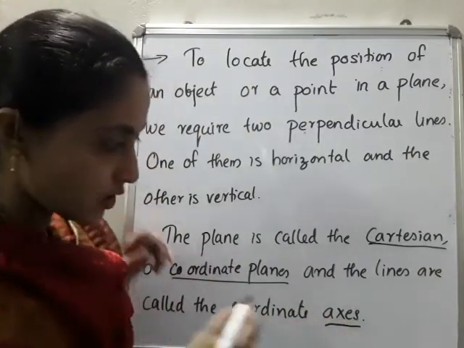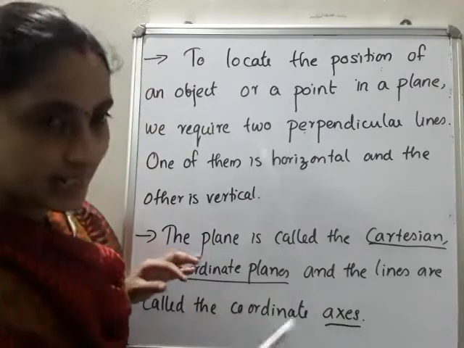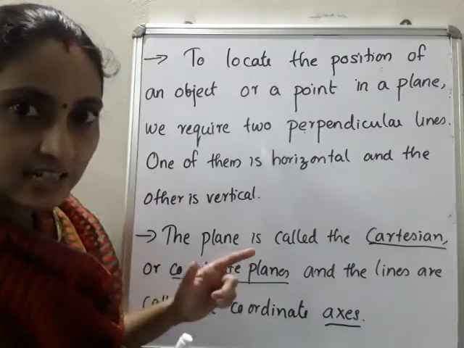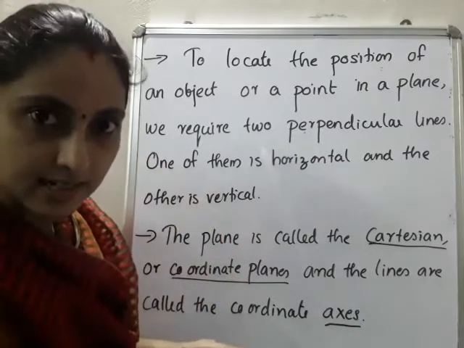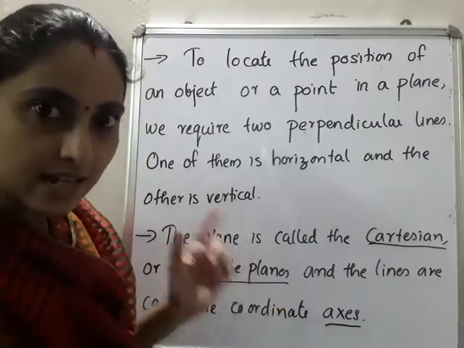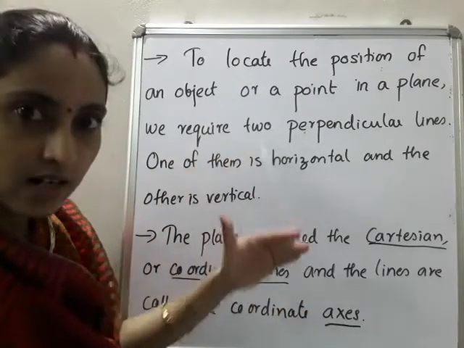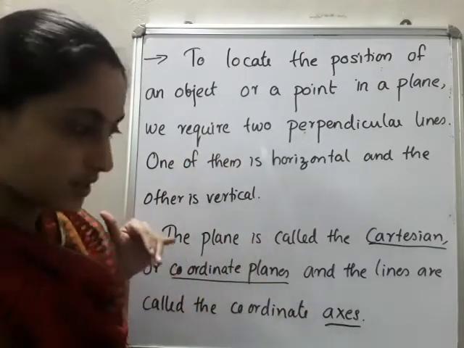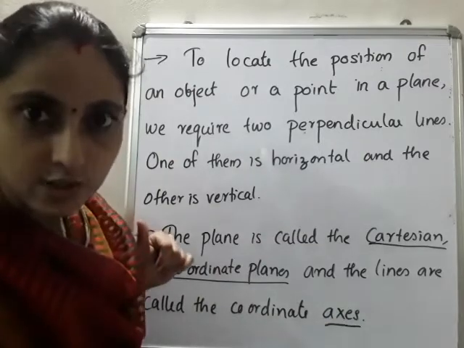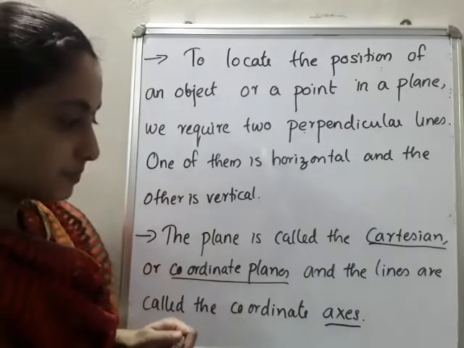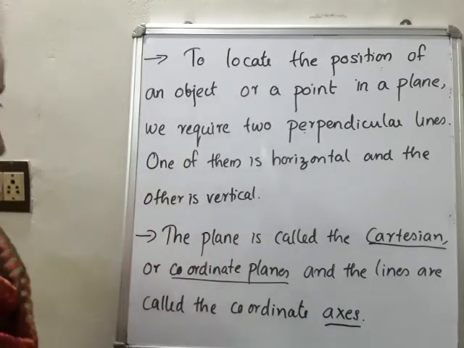Here's a spelling you want to remember: A-X-I-S. That is the singular form. If it is the x-axis, you write A-X-I-S. Here, when both the horizontal and vertical lines are there, that is the plural form, and you write A-X-E-S. That is the difference between axis and axes. So 2 points you have to write here.